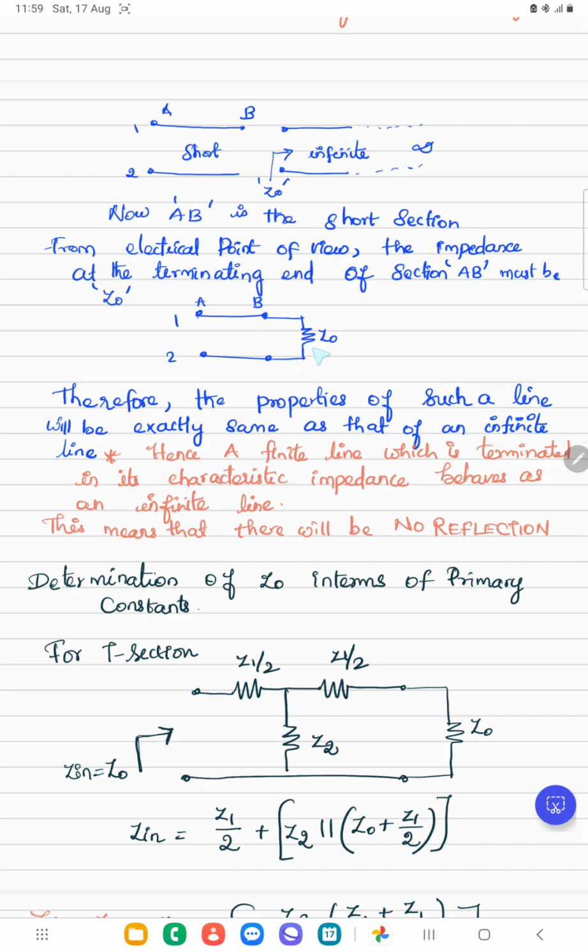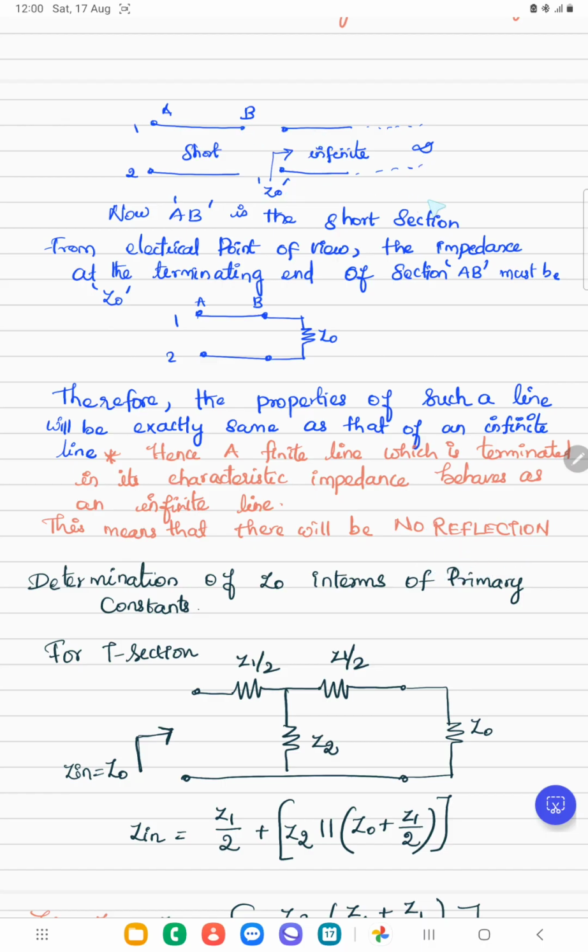So this is simplified as Z0. Therefore, the properties of such a line will be exactly the same as that of the infinite line. What is the condition? A finite line which is terminated in its characteristic impedance behaves as an infinite line. So this means that there is no reflection.